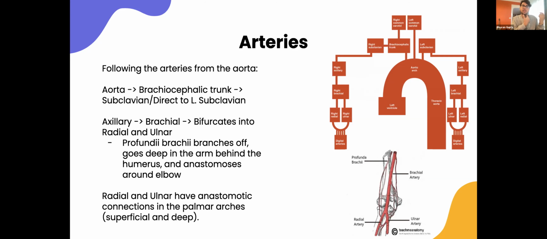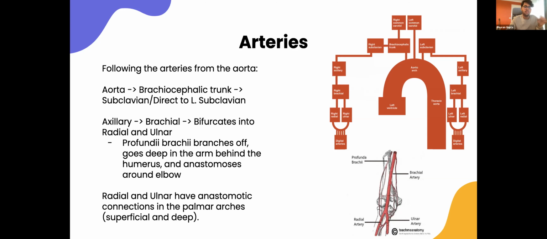Similar with the common carotid. But since it's on the left side, it's a longer journey to the right-hand side of the body. So that's how we have the brachiocephalic trunk there. Yeah, so that's pretty much it. Those are the important things to know.